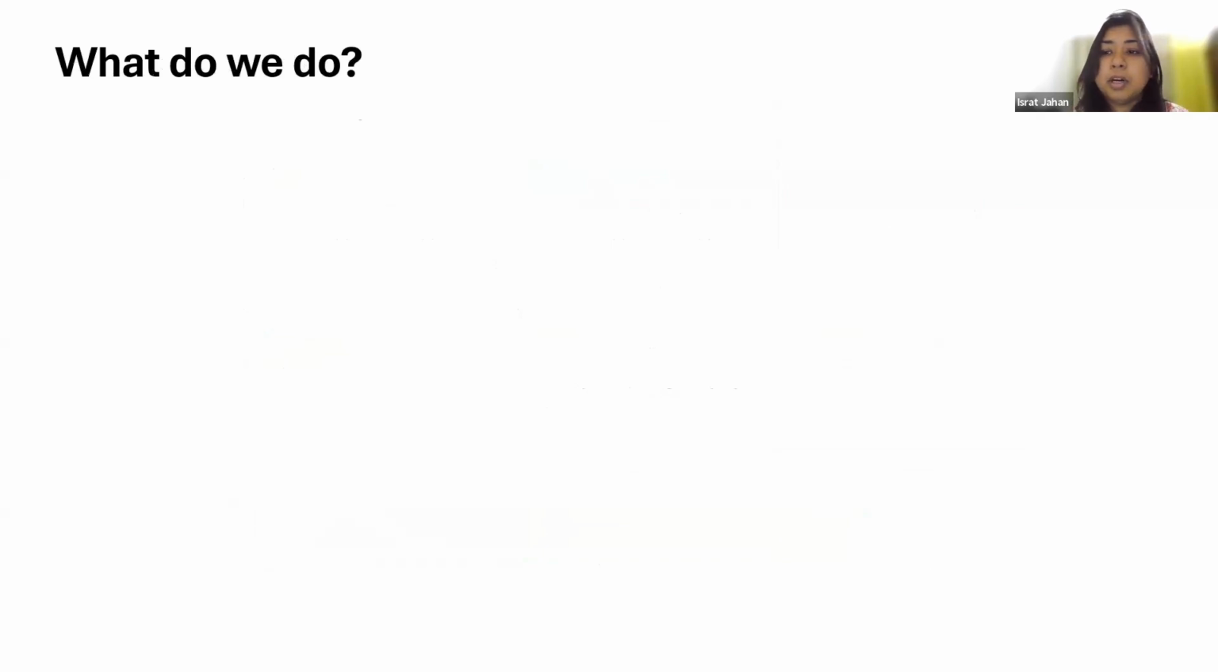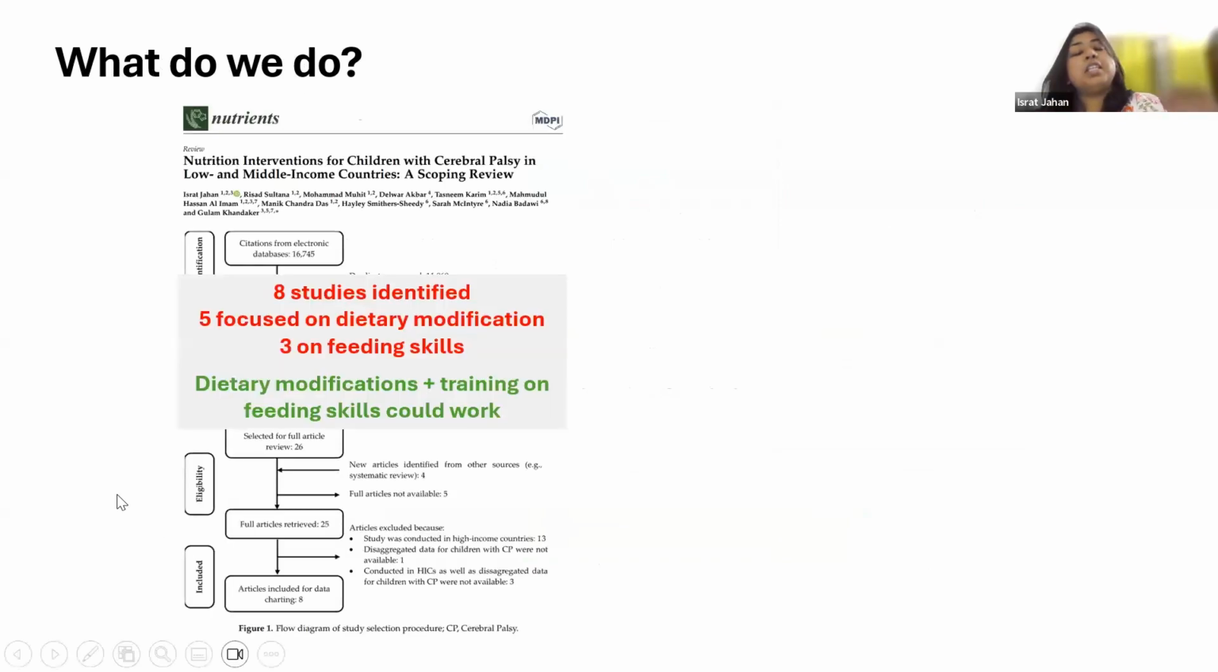Now, what do we do? We have to address those, right? We have to do something. So we did a scoping review a few years ago, in 2022, I think, where we looked into what evidence there is for nutrition intervention for children with cerebral palsy in low and middle-income countries. And not very surprisingly, we found only 8 articles after screening over 16,000 articles. So only 8 articles actually met the inclusion criteria and were from LMICs describing different intervention outcomes.